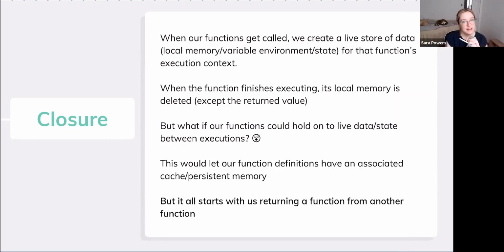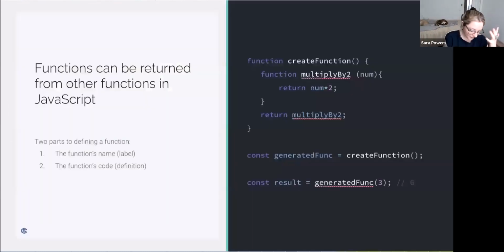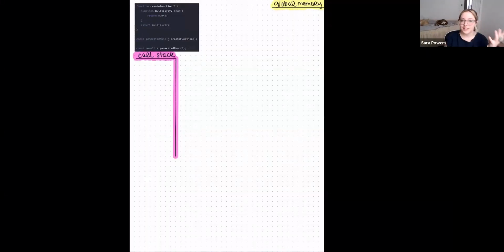But wouldn't it be handy, wouldn't it be nice if our functions could hold on to that live data, that state, in between executions? This would allow our functions to have an associated cache or persistent memory, which is huge. It's groundbreaking. But it all starts with us returning a function from another function. In JavaScript, functions can be returned from other functions, right? Because there are two parts to a function: there's the label and there's the definition. And we can return the definition as a value from a function. So let's see what that looks like in action.